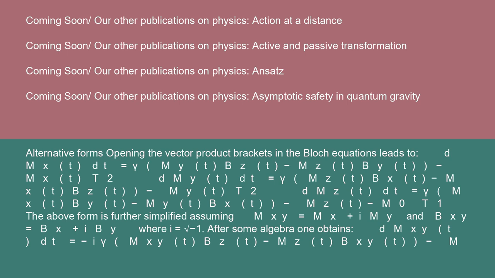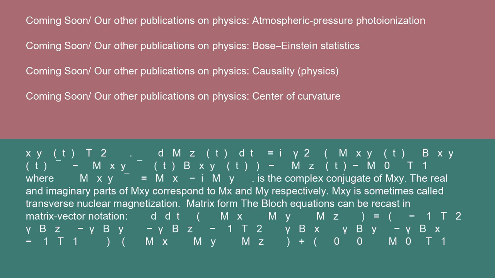The above form is further simplified assuming Mxy = Mx + iMy and Bxy = Bx + iBy, where i equals the square root of minus 1. After some algebra, one obtains dMxy(t)/dt = −i gamma (Mxy(t)Bz(t) − Mz(t)Bxy(t)) − Mxy(t)/T2, dMz(t)/dt = (i gamma/2)(Mxy(t)B*xy(t) − M*xy(t)Bxy(t)) − (Mz(t) − M0)/T1, where M*xy = Mx − iMy is the complex conjugate of Mxy. The real and imaginary parts of Mxy correspond to Mx and My respectively. Mxy is sometimes called transverse nuclear magnetization.